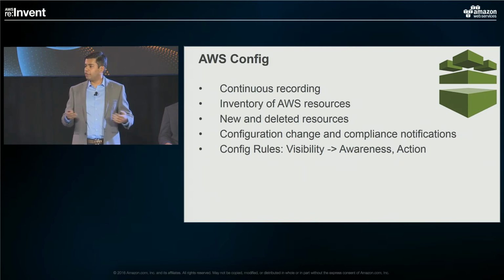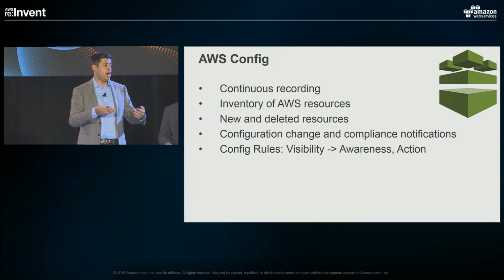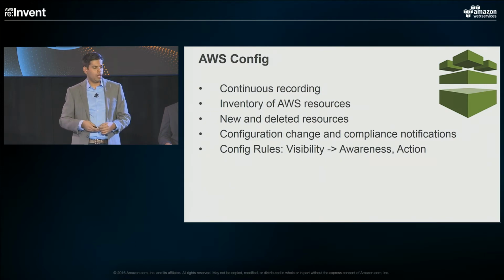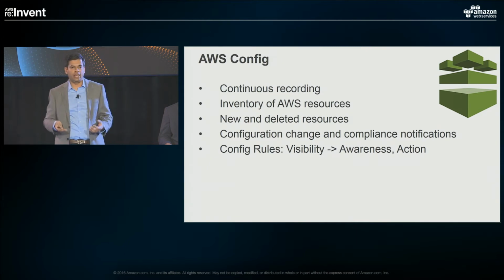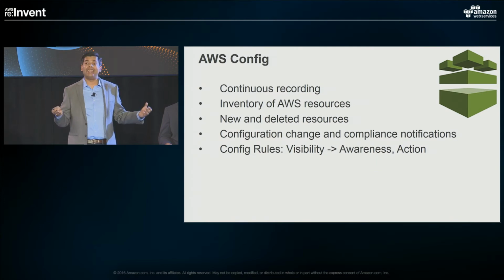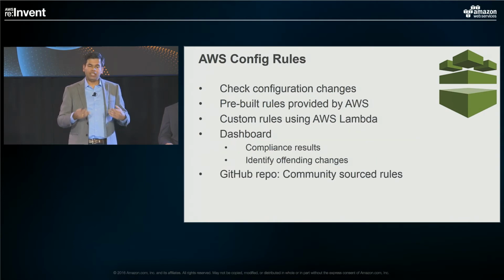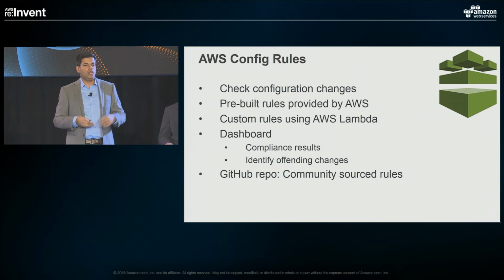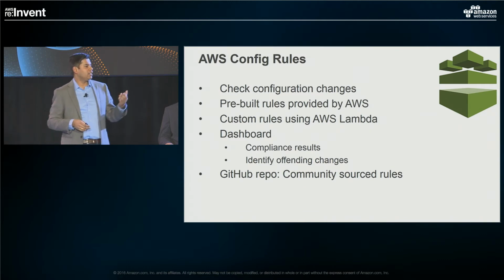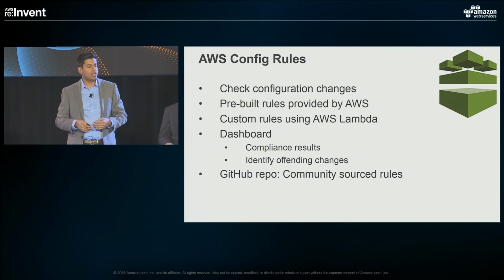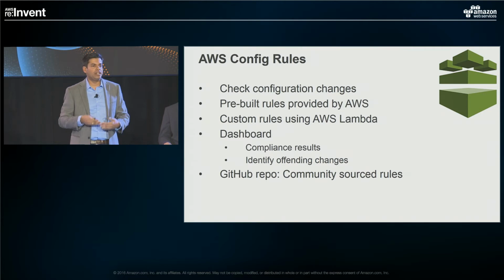Adam also receives notifications whenever configuration changes are detected by Config. Now, what are Config rules? Config rules is a set of capabilities which enable Adam to translate this deep visibility provided by Config into awareness and action. So let's dig a little bit deeper into Config rules. With Config rules, Adam can define his policies and guidelines. Then, as configuration changes are detected, they are evaluated against these policies and guidelines.